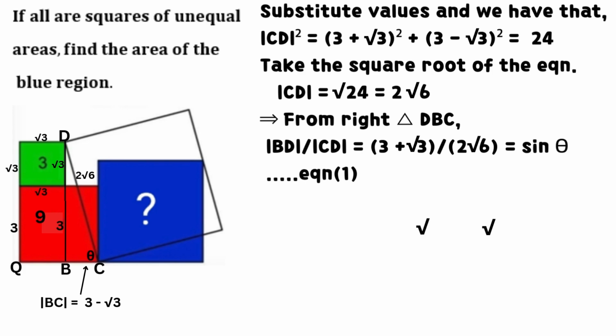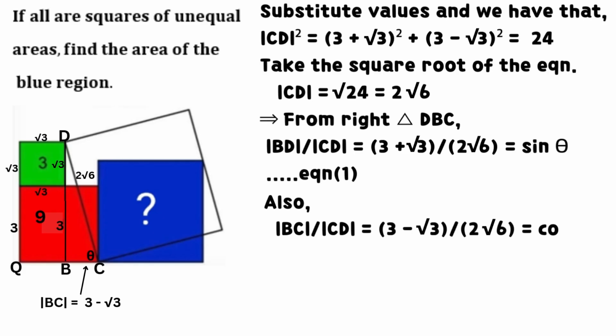From right triangle DBC, line BD divided by line CD equals the sum of 3 and the square root of 3, all divided by 2 times the square root of 6, which equals sine theta. We call it equation 1. Also, line BC divided by line CD equals 3 minus the square root of 3, all divided by 2 times the square root of 6, which equals cosine theta. We call it equation 2.